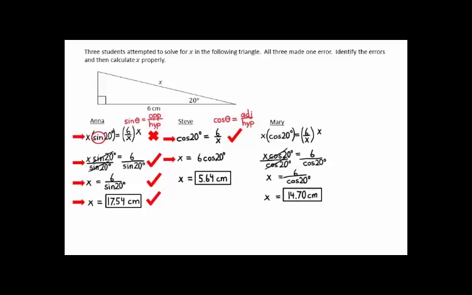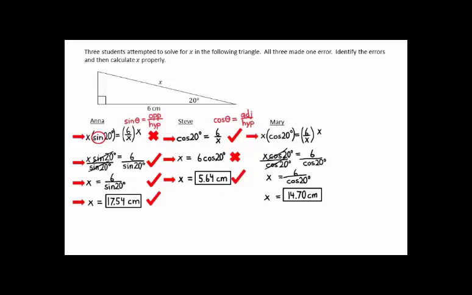He would have had to multiply both sides by x, then divide both sides by cosine of 20 degrees. This would result in 6 divided by cos 20 instead of 6 times cosine of 20. He has then gone wrong in his second step. For his third step, substituting 6 times cosine 20 degrees, sure enough, would give 5.64 centimeters.